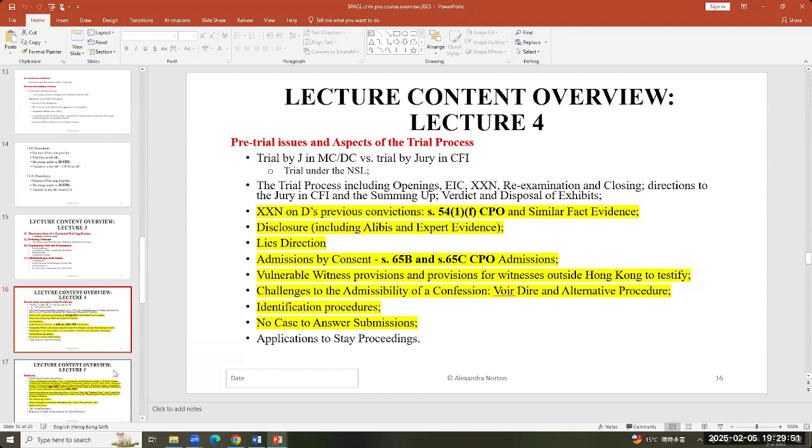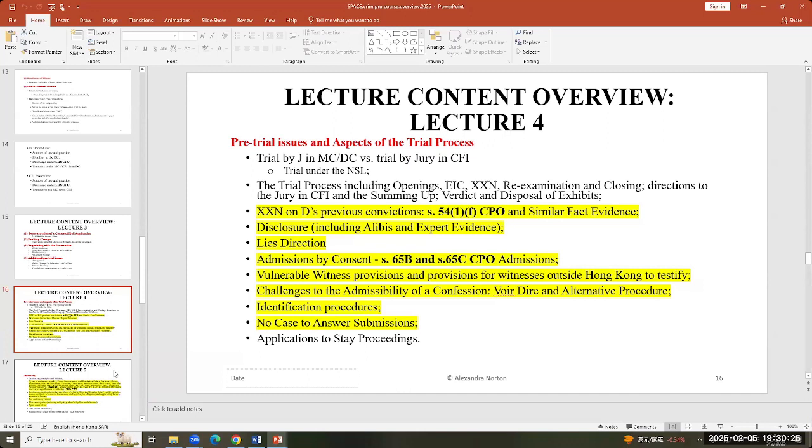So for example, can you cross-examine a defendant on his previous convictions? You know a little bit about that already from evidence and also similar fact evidence. We've also touched on disclosure as well. We, I think, talked about the different directions that a judge has to give to a jury, including where it's alleged the defendant has told lies. There is also a section in your evidence notes on formal admissions that can be made. So this is all going to be a bit of a refresher.